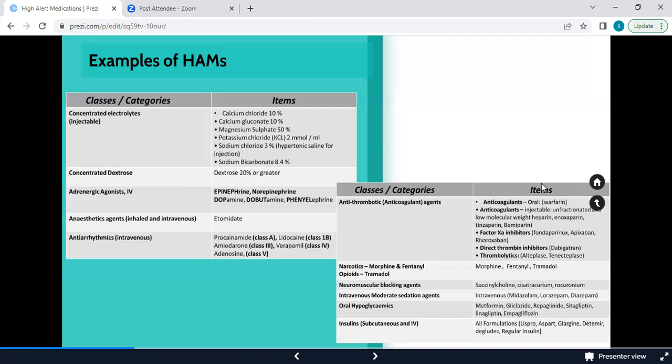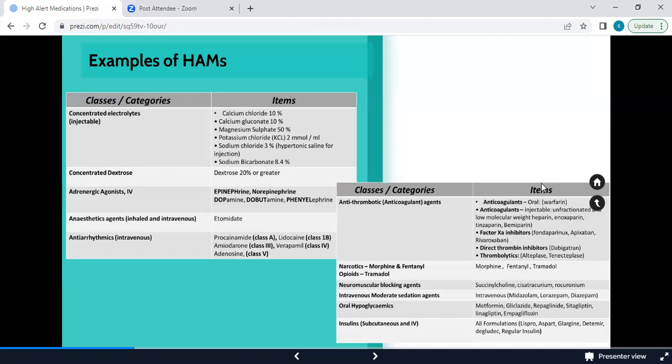And then sodium chloride 3%, which is the hypertonic saline, which is used for increased secretions, okay, or congestion in the respiratory tract. So we use it in a nebulization form, and in this form, it is considered a high alert medication. And then sodium bicarbonate, which is used in emergencies where there is an acid-base imbalance.